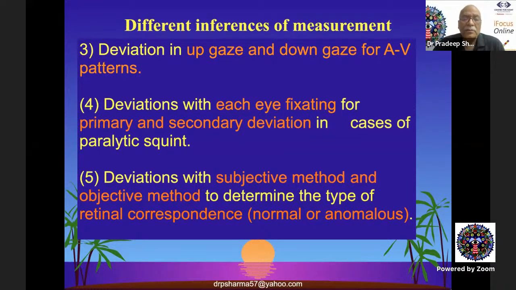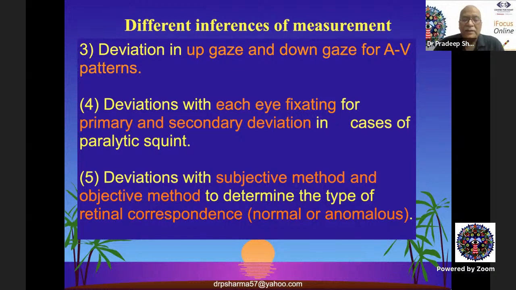The fourth component you have to remember is deviations with each eye fixing for primary and secondary deviation in cases of paralytic squint. So you all know that if there is a paralytic eye, and we will be talking about paralytic strabismus in subsequent lectures in more detail, the measurements of each eye fixing are going to be different. And this helps us in knowing if there is a paralytic squint.